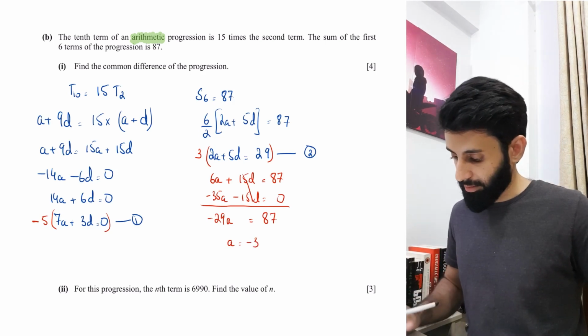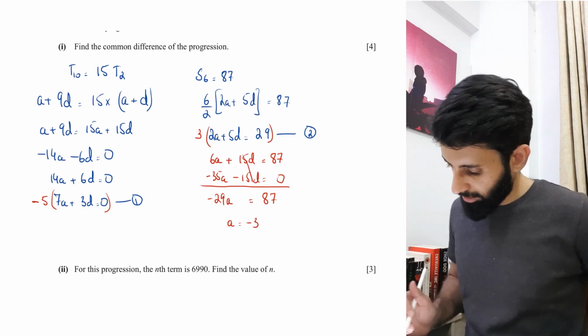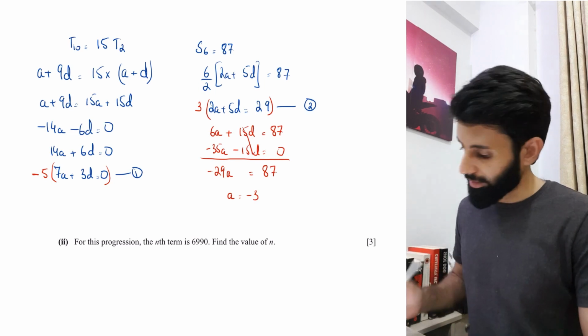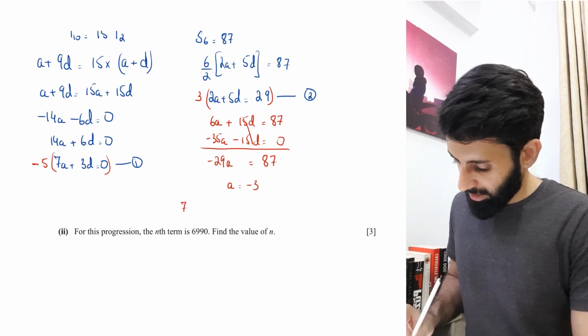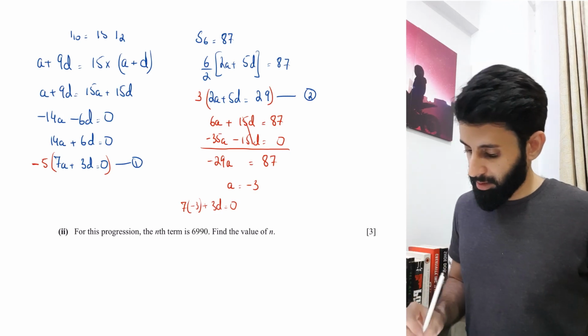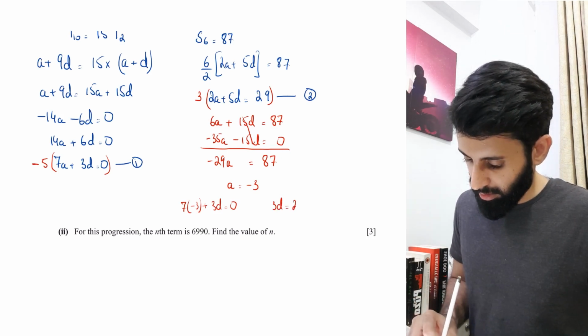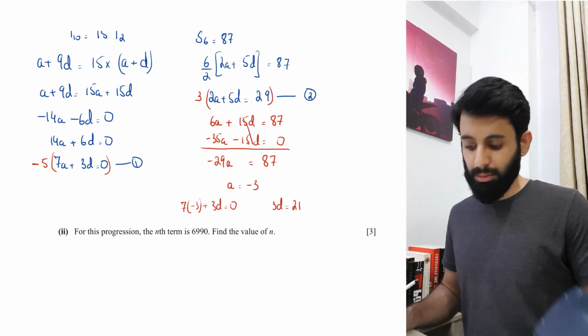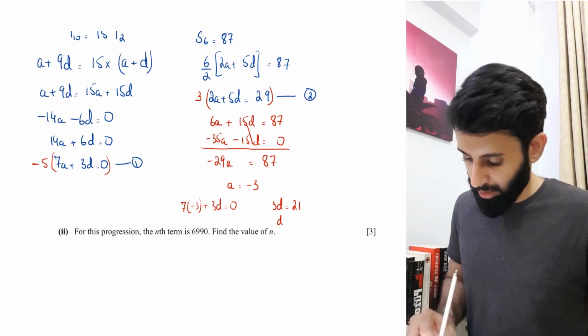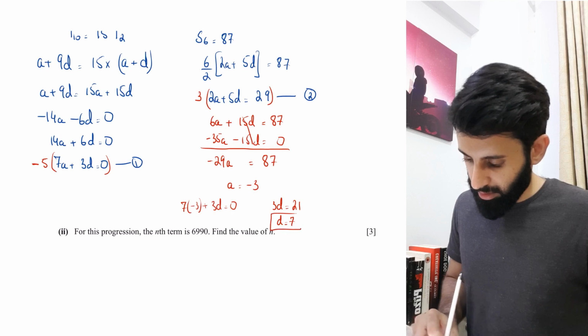And now that you have the first term, you can use it to find the common difference. And that's exactly what I plan to do. I should have eliminated A in the first place, but anyway. So 7 times minus 3 plus 3D equals 0. That means we're looking at 3D is equal to 21, because that's what 7 times minus 3 is. It's going to be minus 21 once you take it over to the right hand side, sorry, it's going to be 21. And then the common difference equals 7.